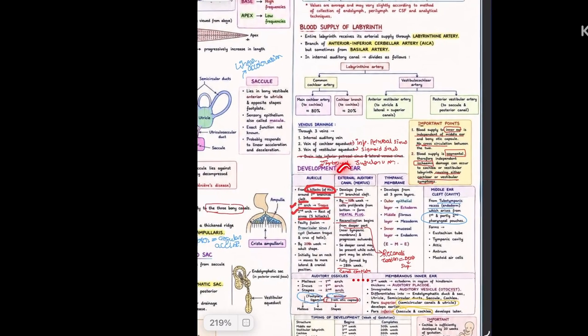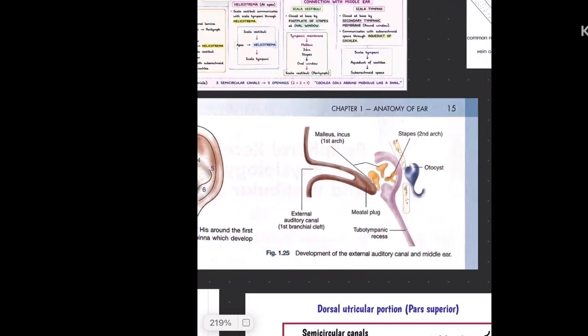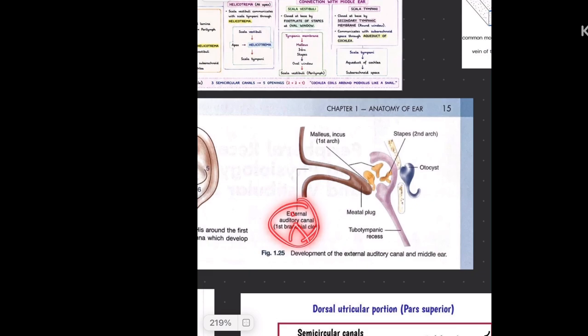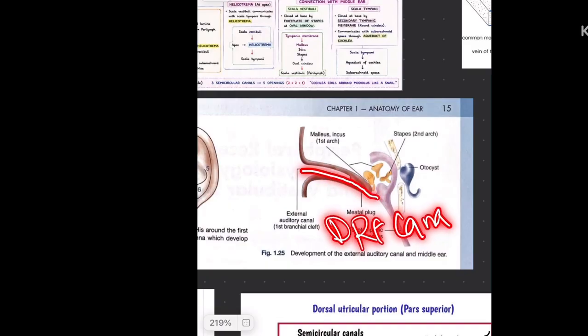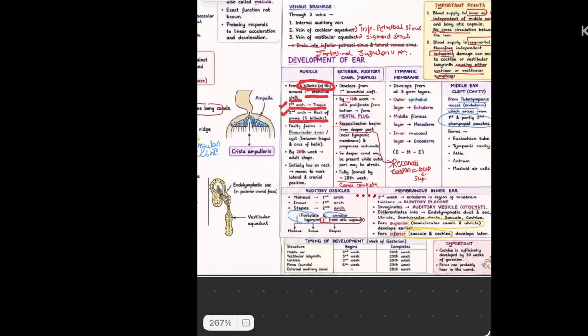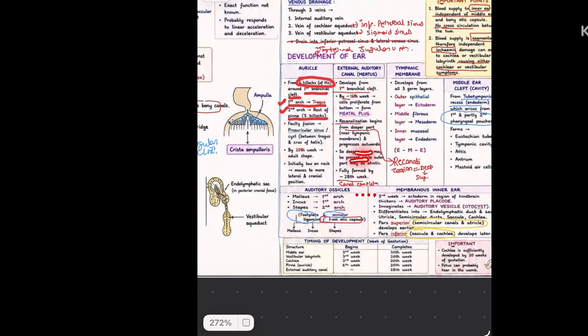Now the external auditory canal. It also develops from the first branchial cleft. Then the cells proliferate and go down and form the meatal plug. Later, recanalization happens here, from deep to superficial. So it can happen that the deeper canal may be present while the outer part may be atretic, still bony. It takes time. And when does it get completed? About the 28th week, the canal gets completed.